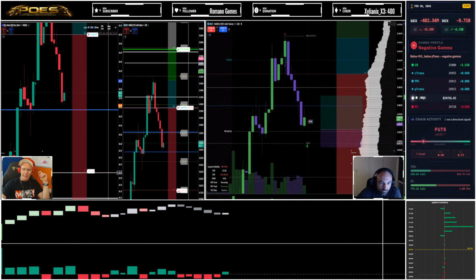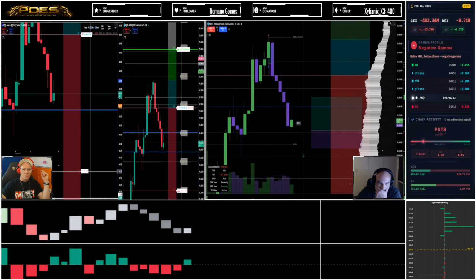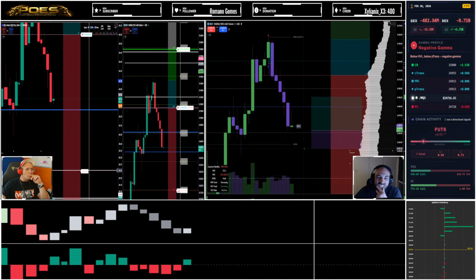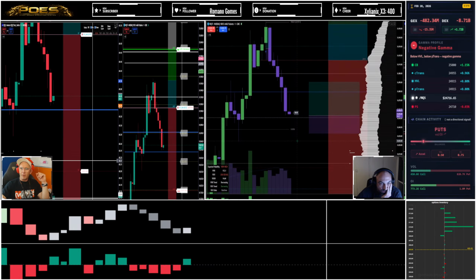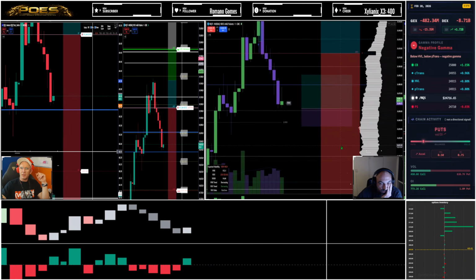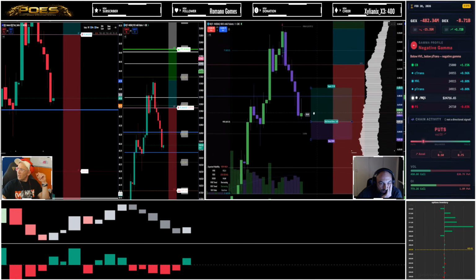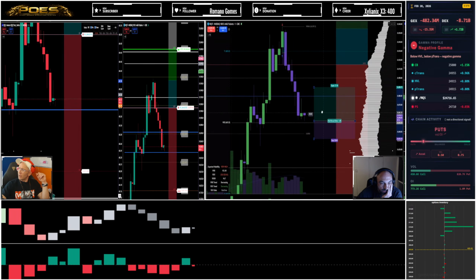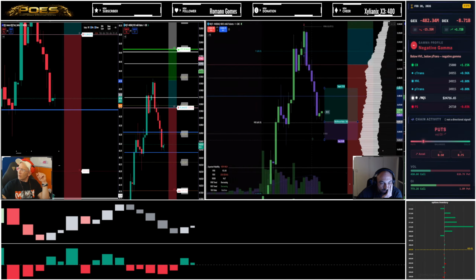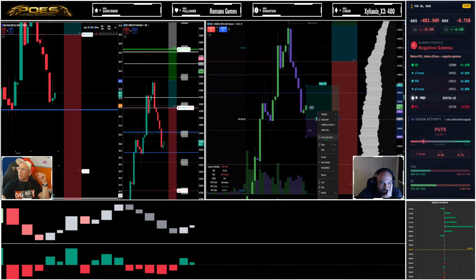Got a little bit of fight back here. Like to see it. CVD flicking down, flicking up. We'll have to wait for the candle close. 5, 4, 3, 2, 1. Bottom wick. Check. Bottom wick formed. Let's see back up.